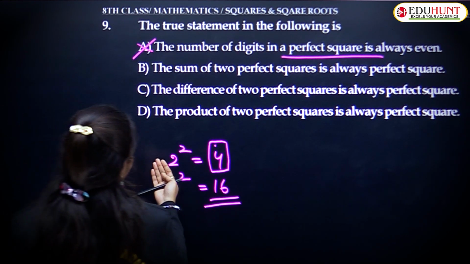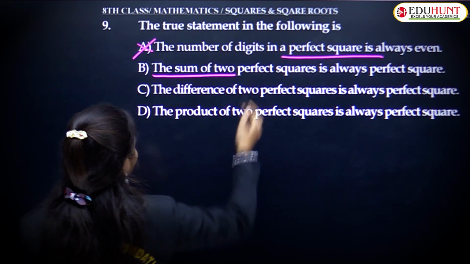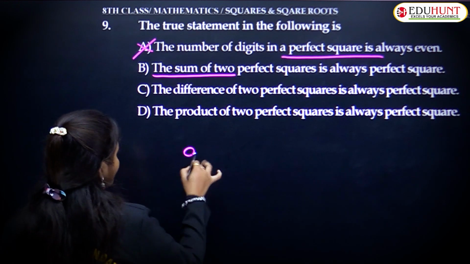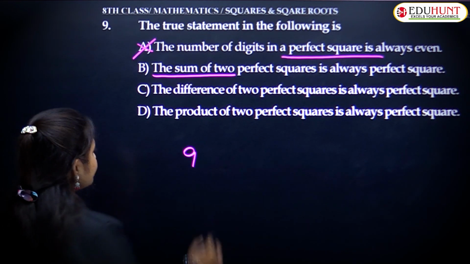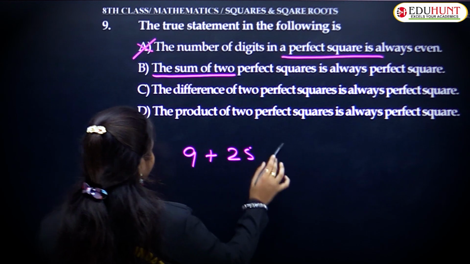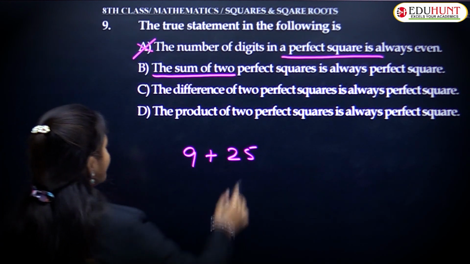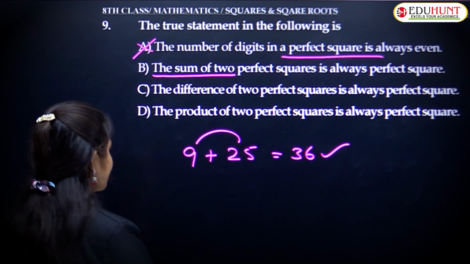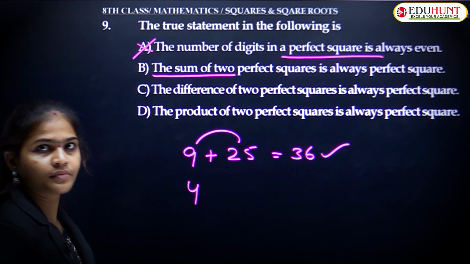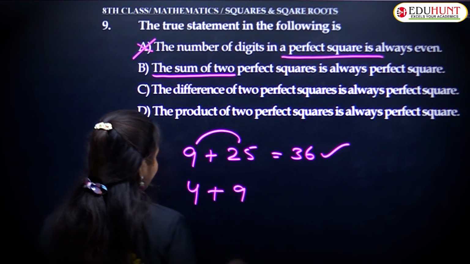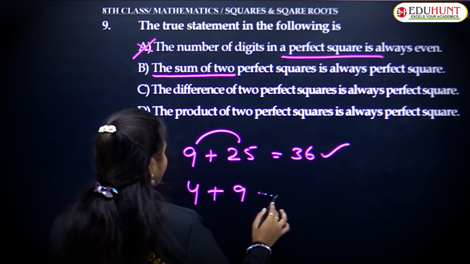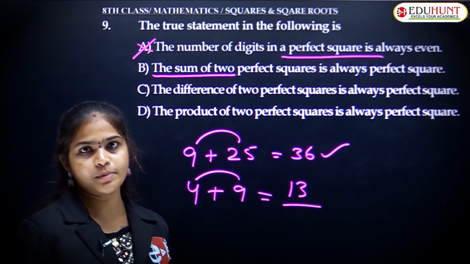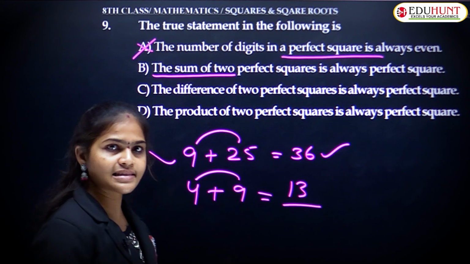And come to the second statement. The sum of two perfect squares is always a perfect square. So 9 is a perfect square. Yes. 25 is a perfect square. Yes. So 25 plus 9 is 36. 36 is also a perfect square. Yes. 4 is a perfect square. 3 3s are 9. 9 is a perfect square. Yes. 9 plus 4 is 13. Is 13 a perfect square? No, 13 is not a perfect square. So in the first case it is a correct statement only.